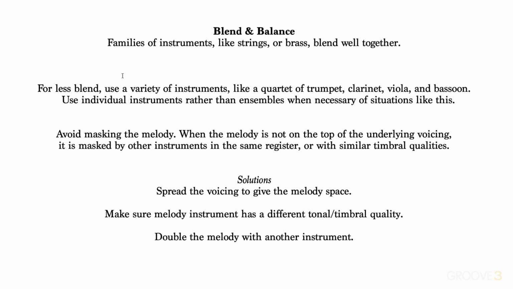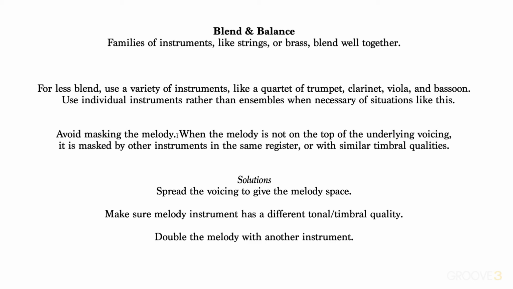If you want to have less of a blend, use a variety of instrumentation. Like, for example, a quartet where you have a trumpet, clarinet, viola, and bassoon. That'll be a lot more distinctive than 4 strings or 4 brass. And when you're doing that, don't be shy to use individual instruments in your samples rather than the ensemble versions when it's necessary. Avoid masking the melody.